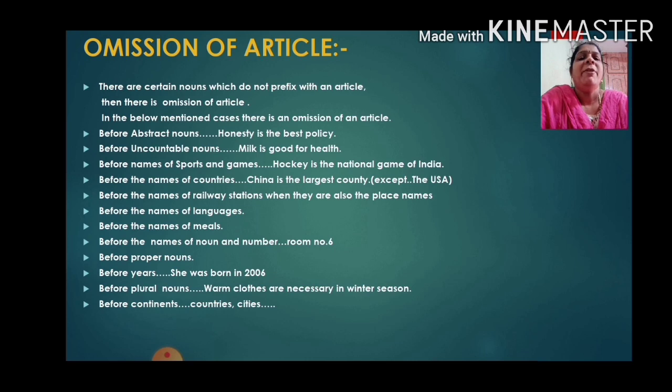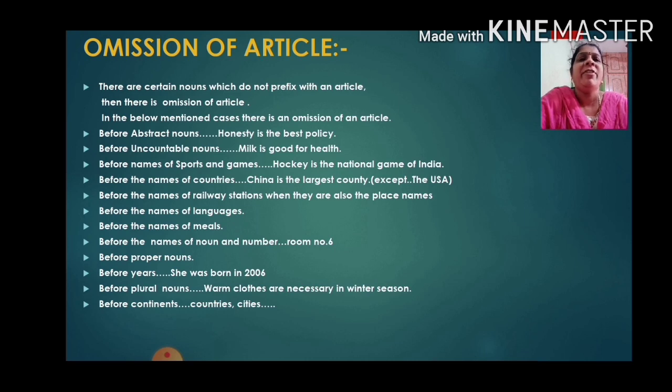Next one. Before names of sports and games like hockey, cricket or chess, whatever it is, any sports and games, we don't use any article, either definite article or indefinite article. We just omit an article. The example: hockey is the national game of India.